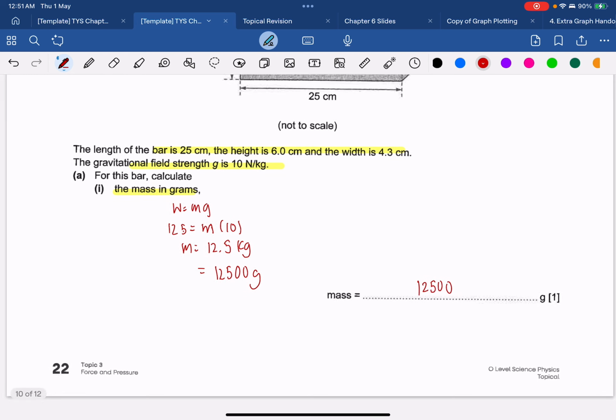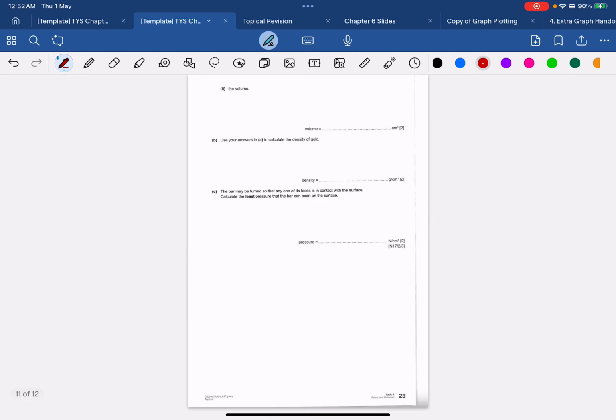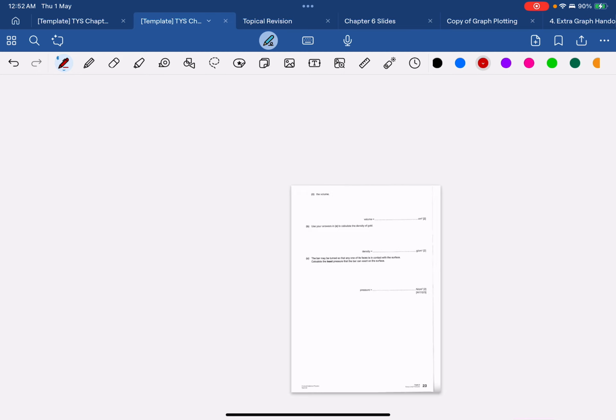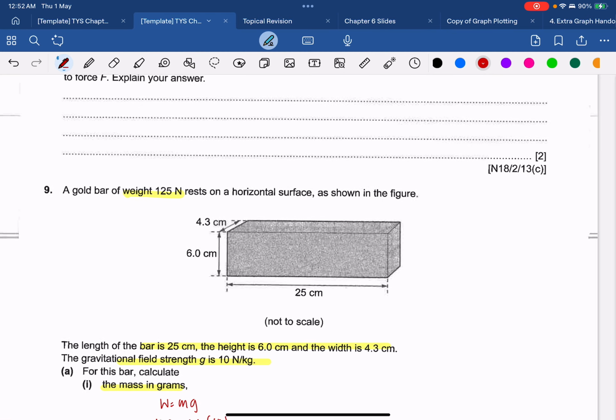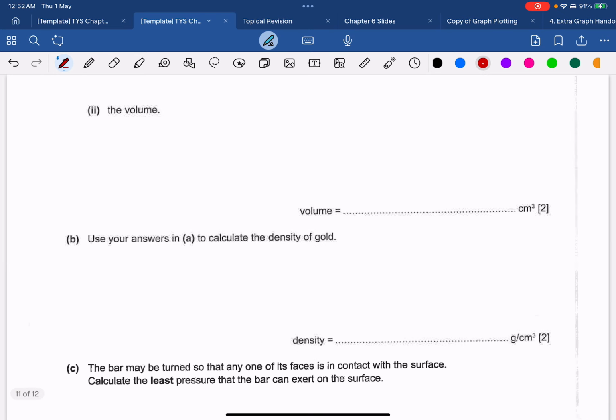Okay, then next, this is the volume. So it's 4.3 times 6 times 25. This gives me 645.